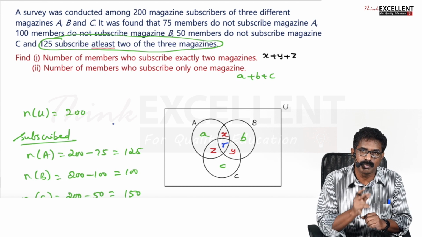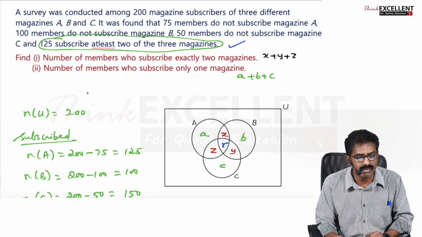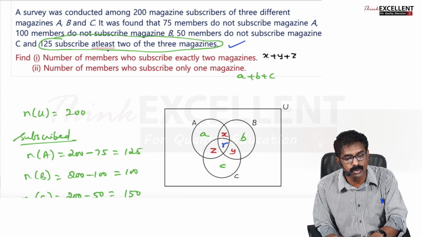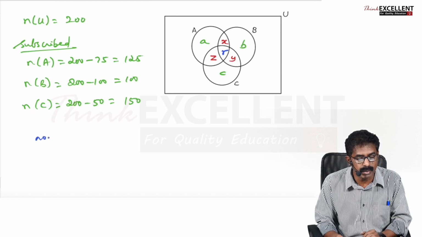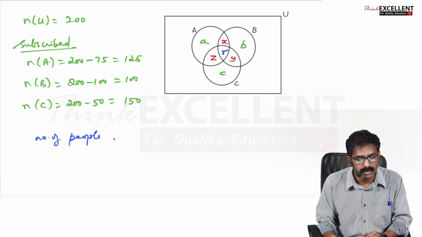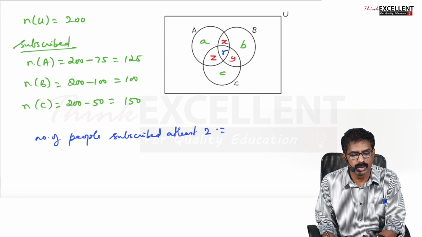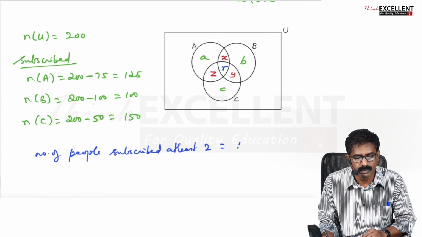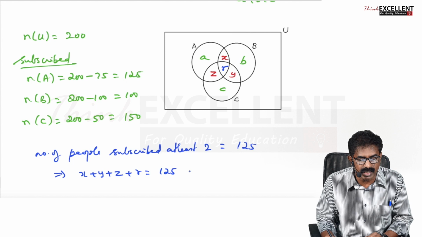Now please listen here. In 3 steps we can finish this. First, we are going to use the information they gave here: 125 subscribe at least 2 of the 3. So the number of people who subscribe at least 2 equals, how many did they say? 125. See the positions: at least 2 means 2 or more. That is x plus y plus z plus r equals 125. Take it as equation number 1.